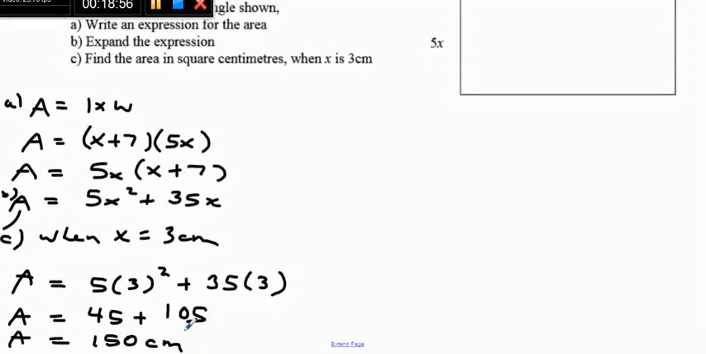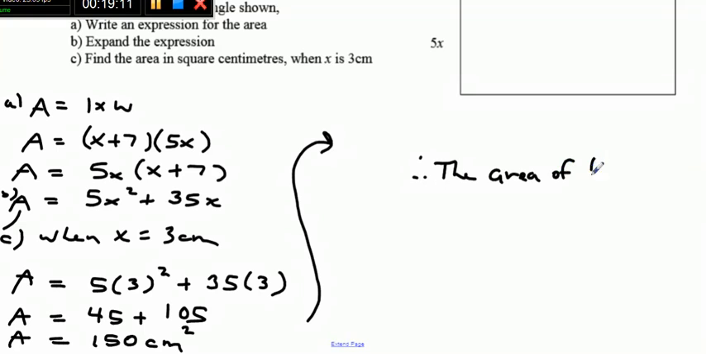Okay, area is always squared. Okay, so therefore the area of the rectangle is 150 centimeters squared. Okay, I think that's the end.